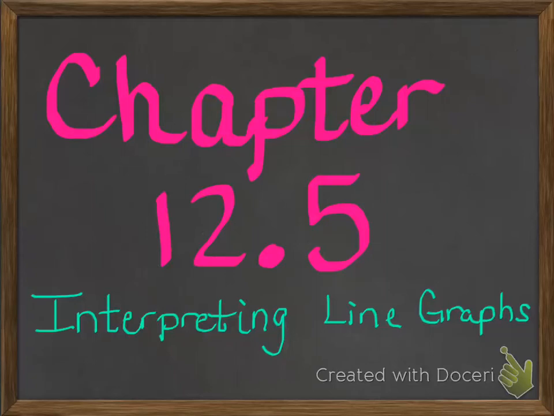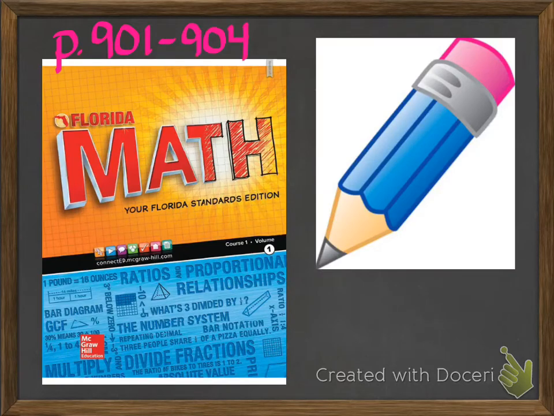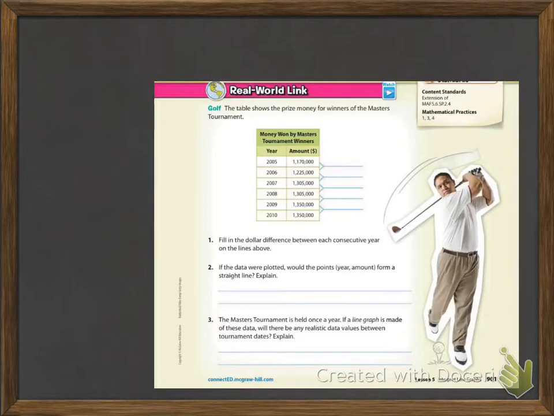Hi, this is Chapter 12, Lesson 5 on interpreting line graphs. You're going to need your math book and a pencil. We're going to be covering pages 901 through 904 in your math book today. So we're going to go straight to the real world link on page 901.